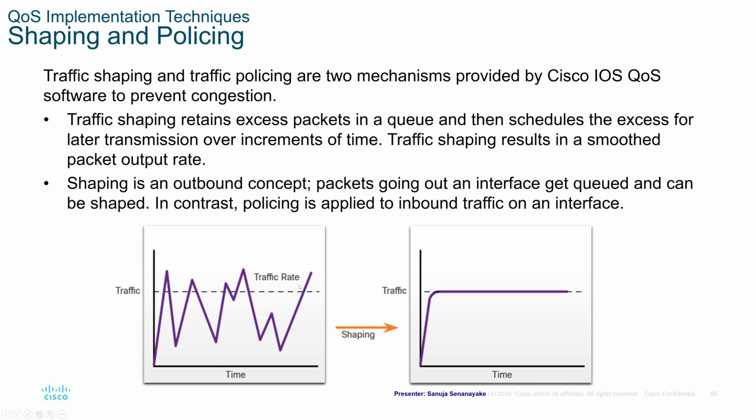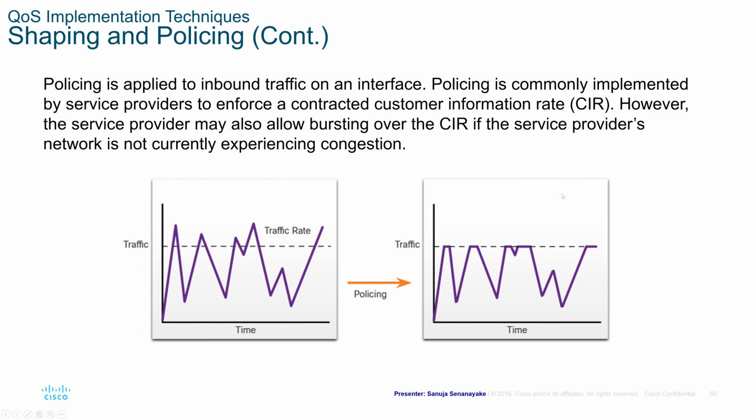At the bottom of your screen, you have a situation where traffic is going up and down, and you have an average traffic rate. By using traffic shaping, you can actually minimize this up and down traffic into a smooth output. That's the whole point of traffic shaping. Traffic policing is applied to inbound traffic on an interface, as opposed to outbound in shaping, as I mentioned before.